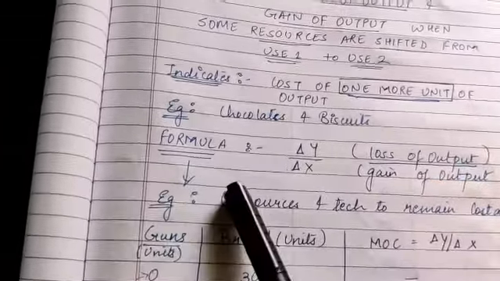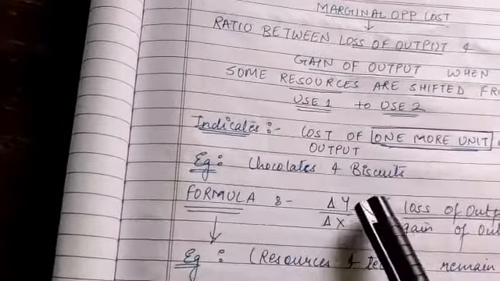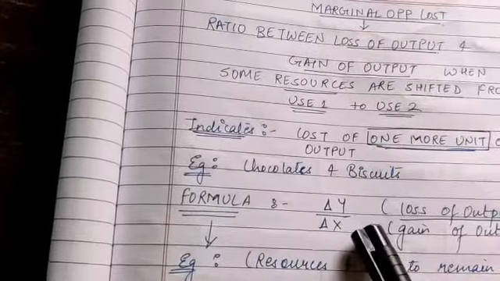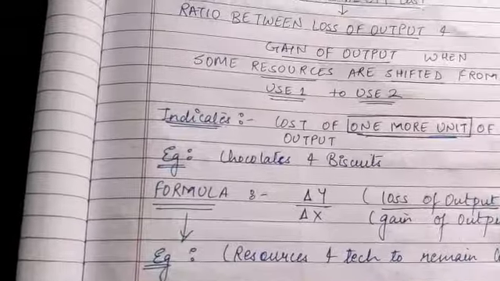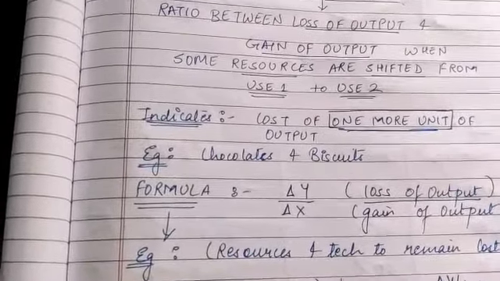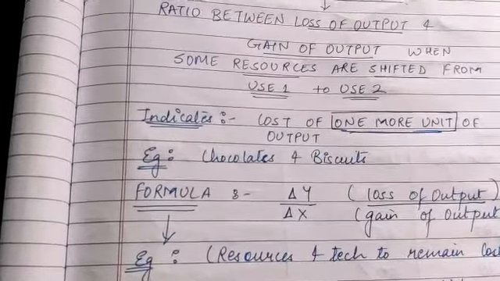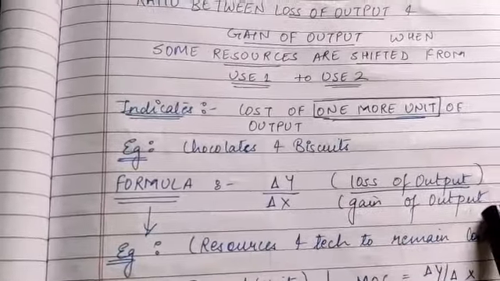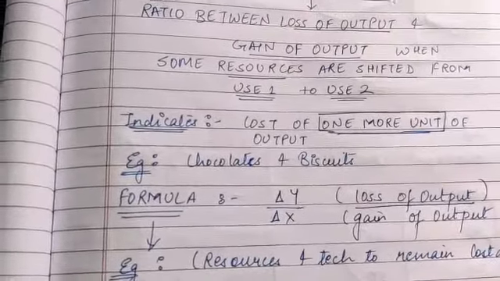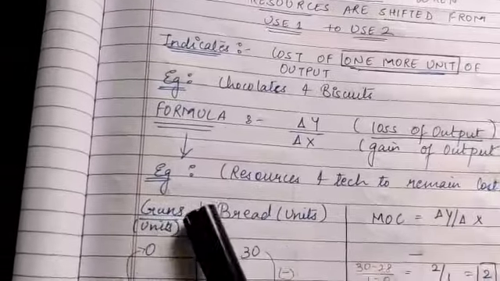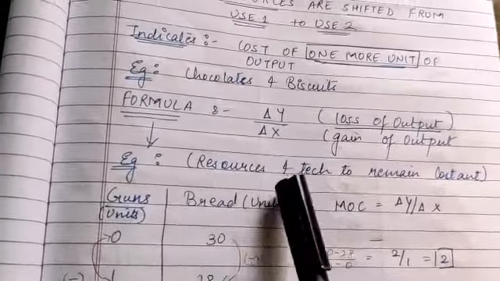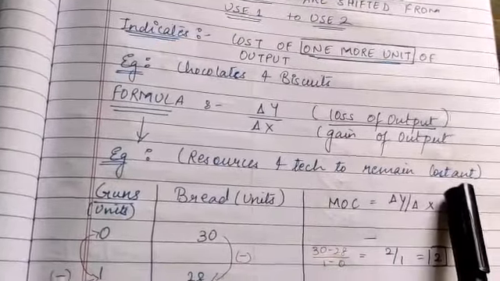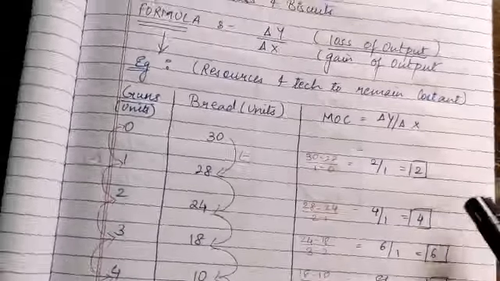Now the formula is delta y upon delta x. What do you mean by delta y? Delta y is loss of output of commodity y, or I can say of commodity chocolate. Delta x is gain of output of commodity biscuits. Now suppose I have taken an example, and I have said that resources and technology will remain constant.